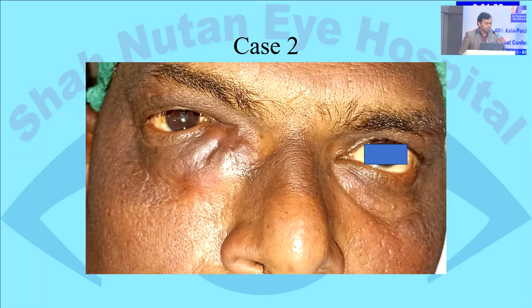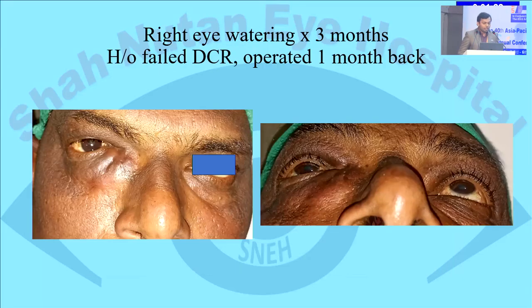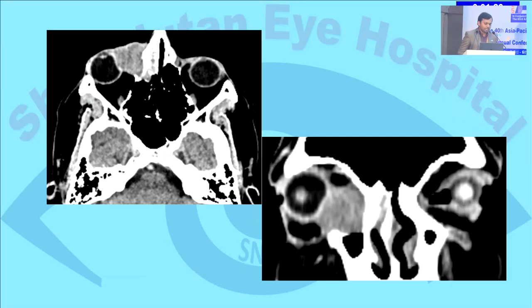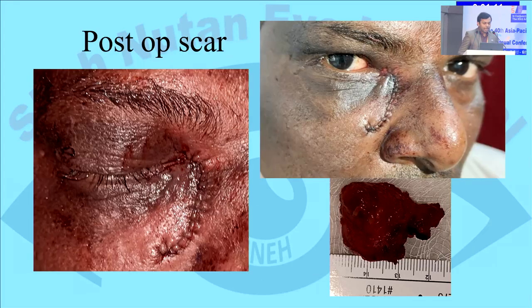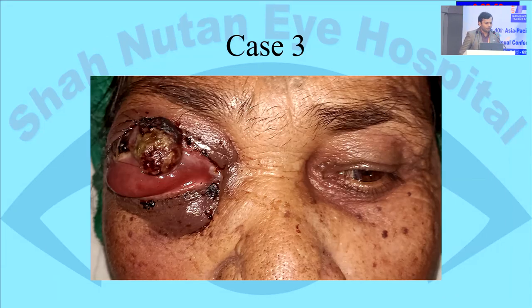Now, the second group of cases we took were lacrimal sac malignancies. Again, a middle-aged male patient with a history of failed DCR. And this was the imaging where we see an expansile, well-defined lesion which is compressing the globe. On incision biopsy, it came out to be adenocarcinoma of the lacrimal sac. And these are the post-op pictures where meticulous suturing of the orbicularis was done, and we can see a very good outcome since it was performed a few weeks back. I don't have a long-term follow-up for him.